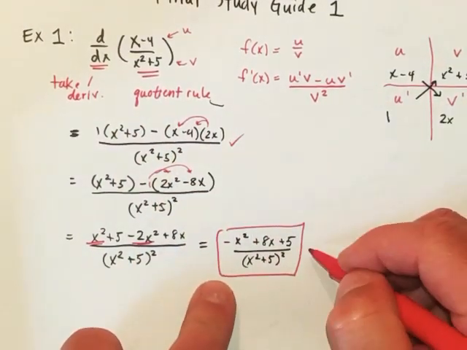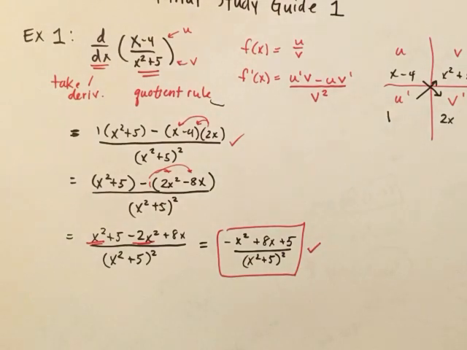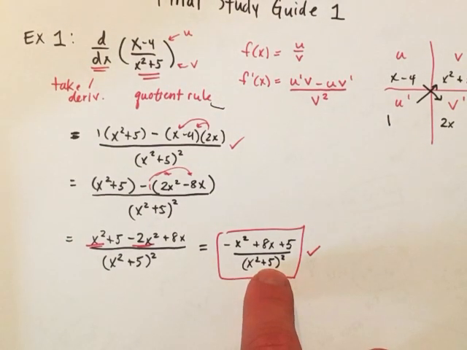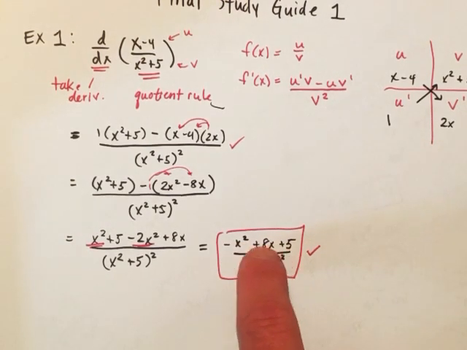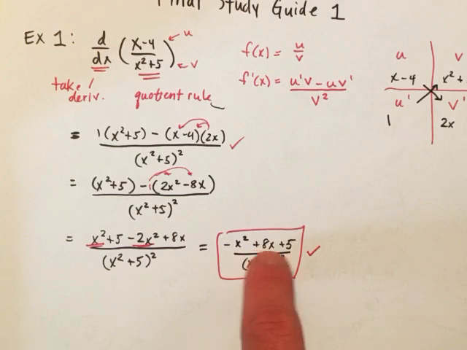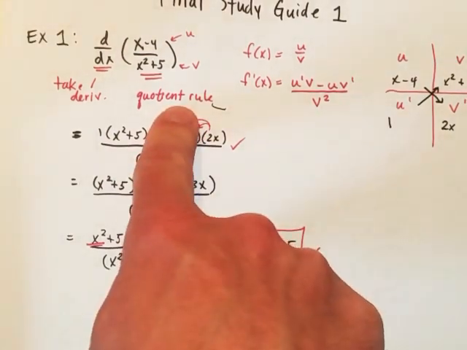Okay, but we would definitely see this as an answer choice, or would be much more likely to see that as an answer choice because it's the most simplified version. If I was really crazy, I could try to factor out the top to see if anything cancels, but the numerator is unfactorable. So in fact, this is the most simplified answer. And that is a review of the quotient rule.